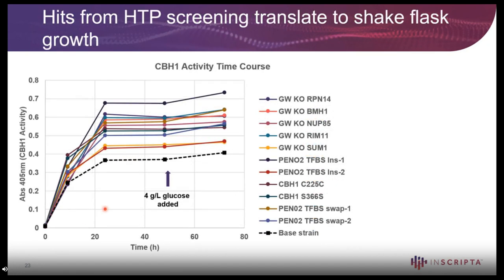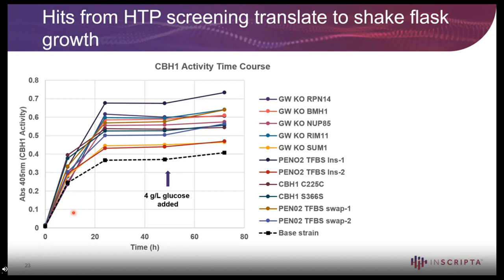Now, if we look at the actual CBH1 activity for this time course, again, the base strain is shown here as a dotted black line, and then all of the other strains here. And it was very nice to see that all of the hits that we identified in small scale also ended up being hits at large scale.